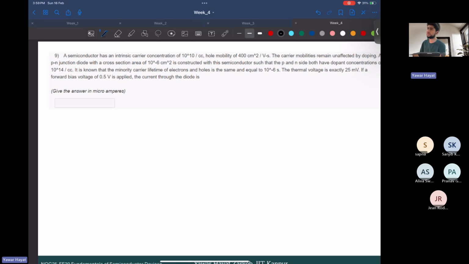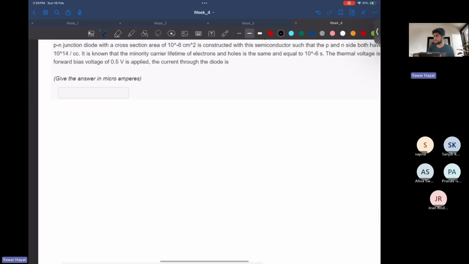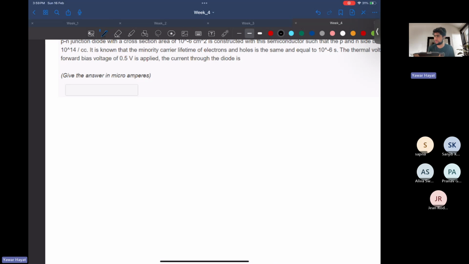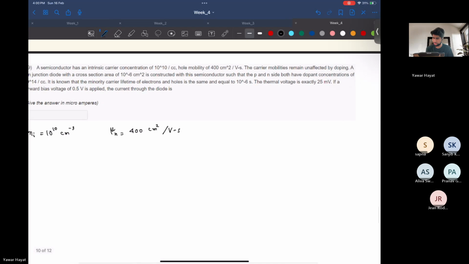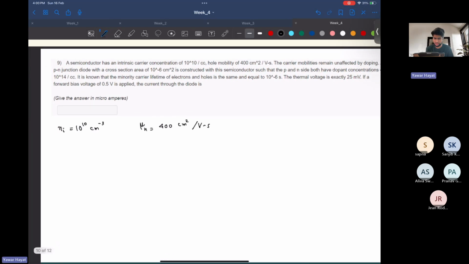If a forward bias voltage of 0.5 volt is applied, what is the current flowing through the diode? Okay, I'll help you out, and then you'll proceed to solve this on your own. So your Ni is 10 to the power 10 per centimeter cube, obviously. Your hole mobility is 400 centimeter square per volt second. What else is given? Yeah, your NA and ND.